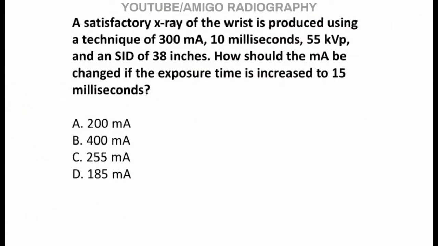Let's look at another example. A satisfactory X-ray of the wrist is produced using a technique of 300 MA, 10 milliseconds, 55 kVp, and an SID of 38 inches. How should the MA be changed if the exposure time is increased to 15 milliseconds? So there's a lot of information here that matters and then a lot more that doesn't matter. The main thing that we want to know is how our MA should be changed if the exposure time is increased to 15 milliseconds. So this is fundamentally an idea about mass reciprocity.